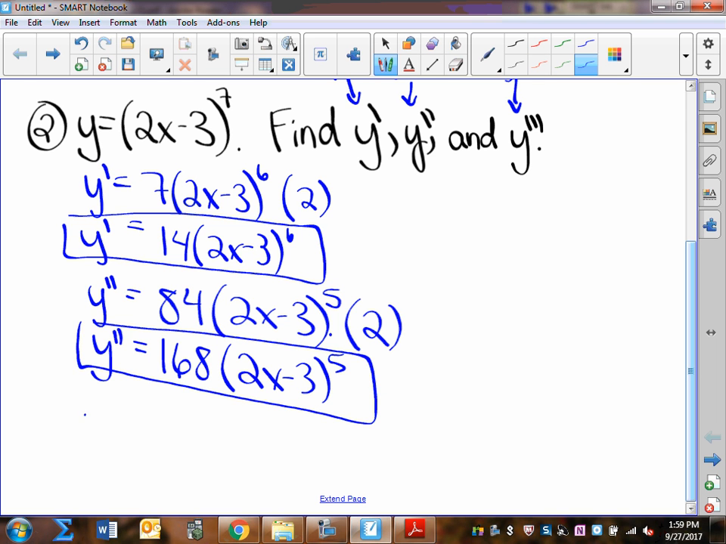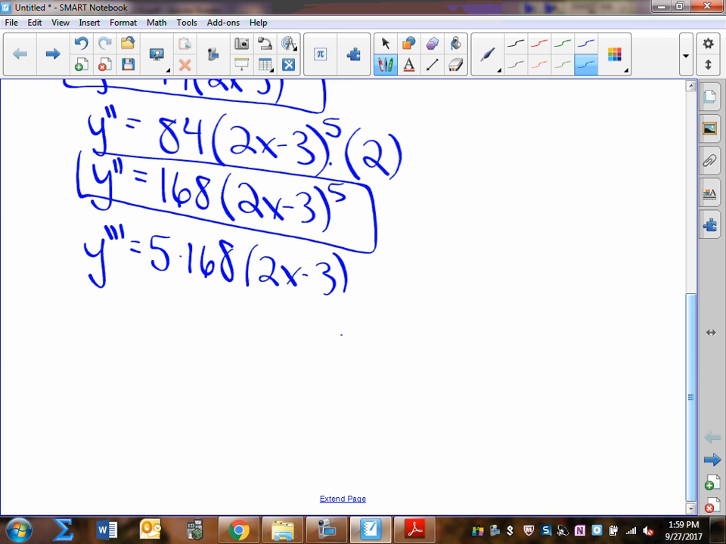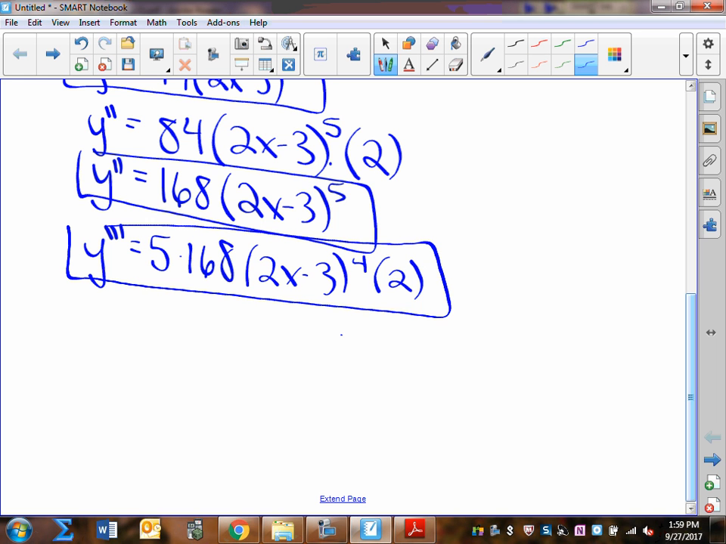Now my third derivative, what do we get? 840. Oh, 840. So 5 times 168, right? Is that 840? 2x minus 3 raised to the 4th and 2 times 2. Now, again, for response, we can leave it like this. Questions on that?